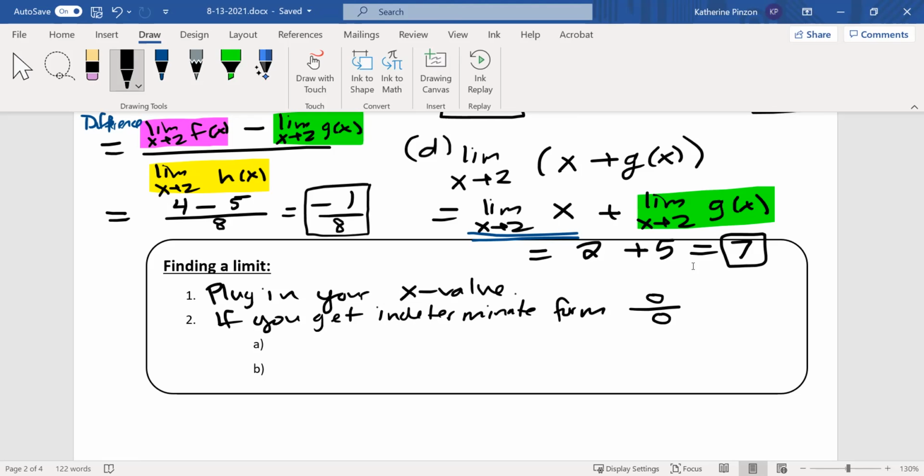So if in step 1 you plug in your value and you get this indeterminate form of 0/0, you've got to do some more work. The kind of work we're going to do is factoring and rationalizing. Those are the 2 main things we're going to do. I'm going to add a third one. Combine fractions, factor and cancel, and rationalize.